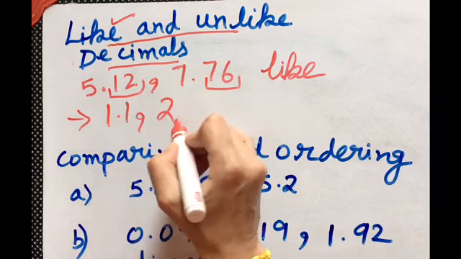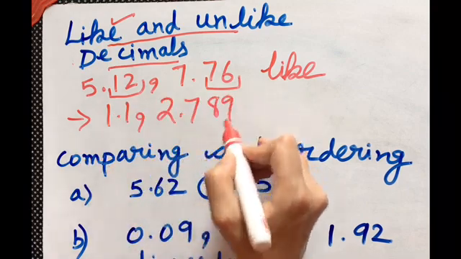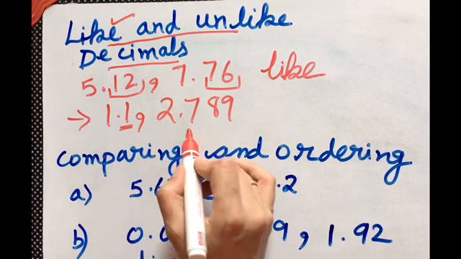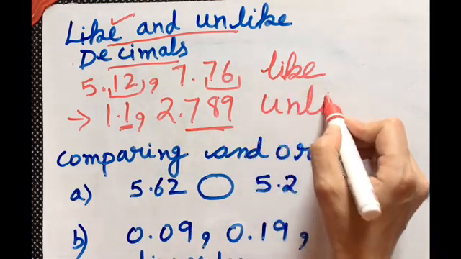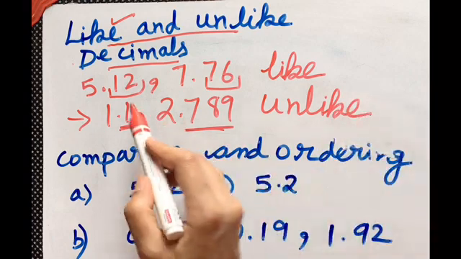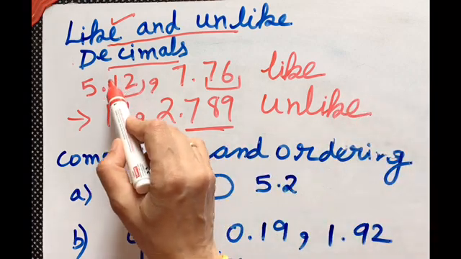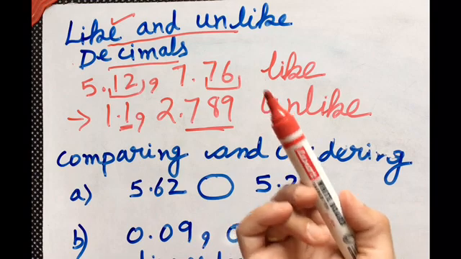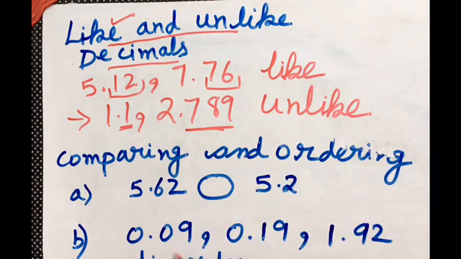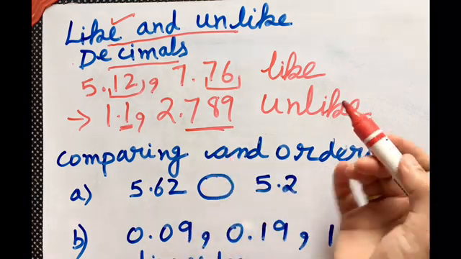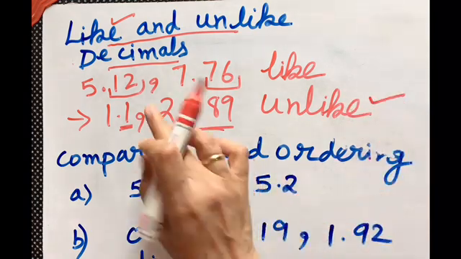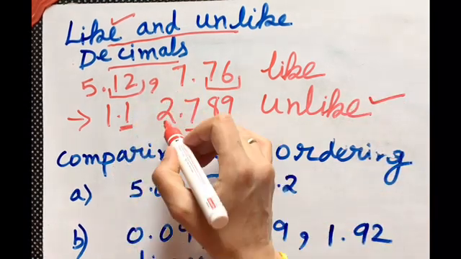Let's take another example, 1.1 and 2.789. Now in 1.1 there is only one digit after the decimal, and in the other number there are 3 digits after the decimal, 7, 8 and 9. So they are unlike decimals. We just have to count the number of digits after the decimal. If they are the same, they are like. If they are different, they are unlike.